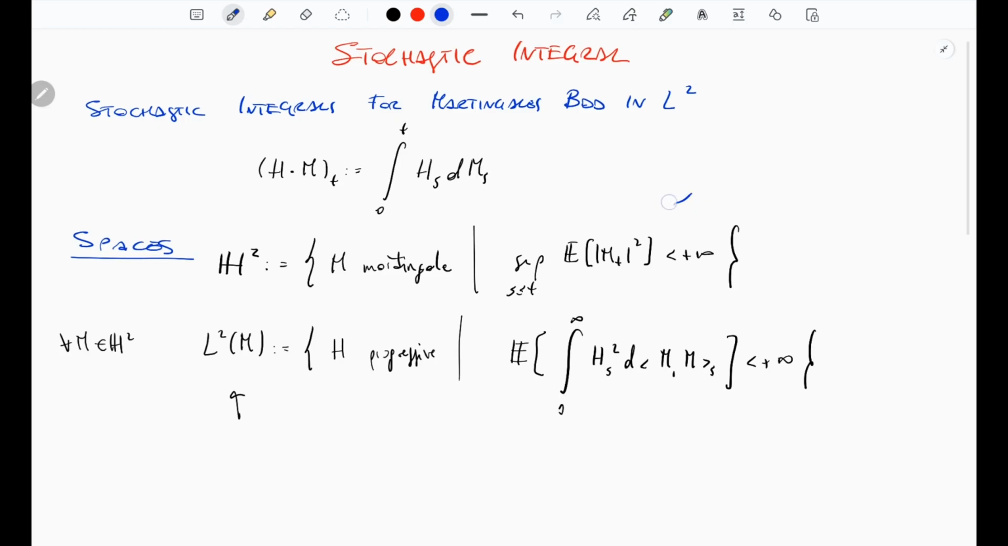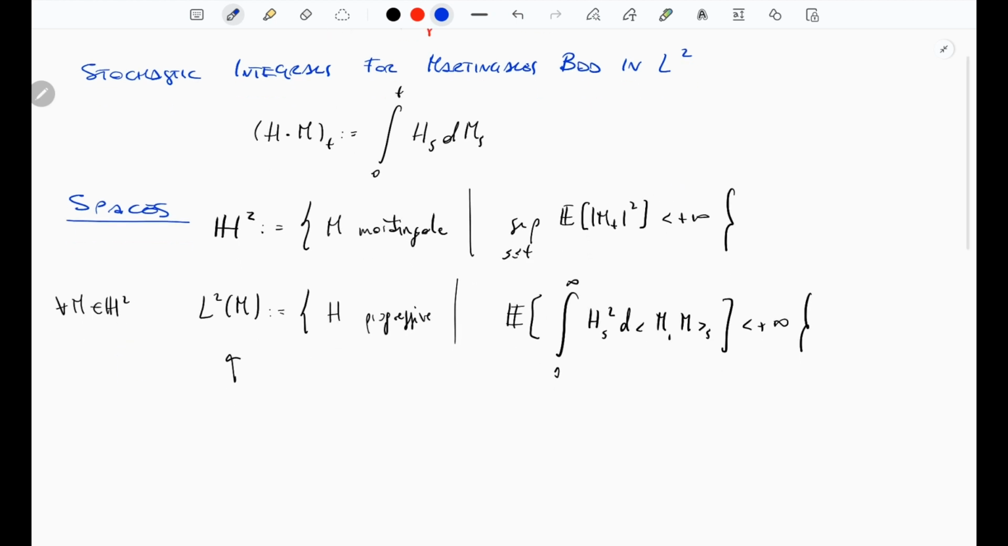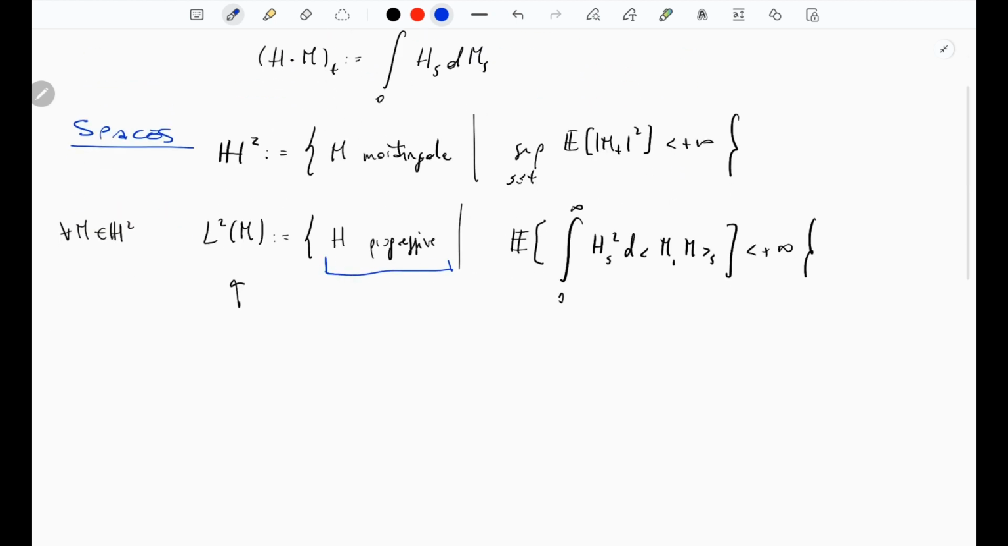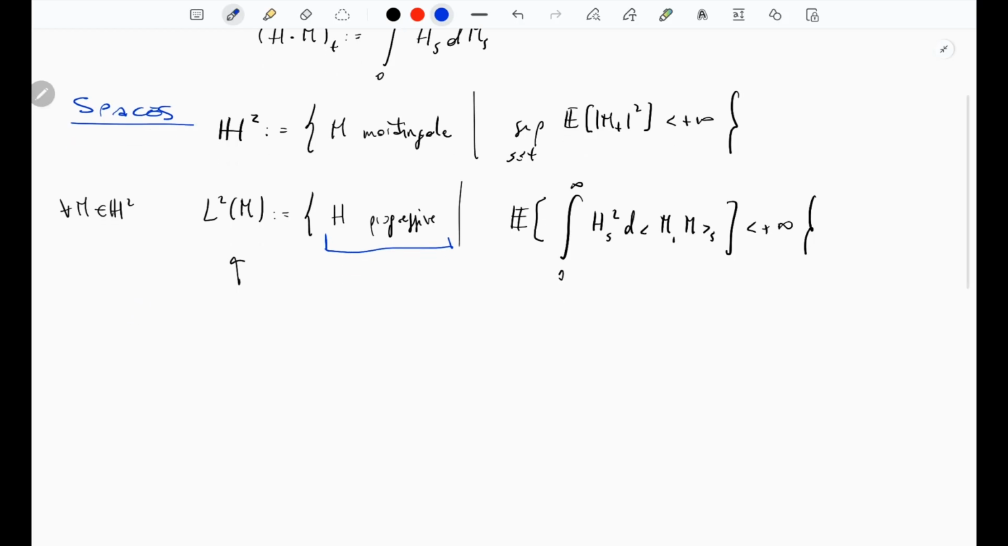I believe there's not much to talk about this space H2. Progressive means that it's, you can call it, the Borel sigma algebra of time, up to time t if you want, times Ft measurable, if you fix s. So the process needs to satisfy this measurability condition.